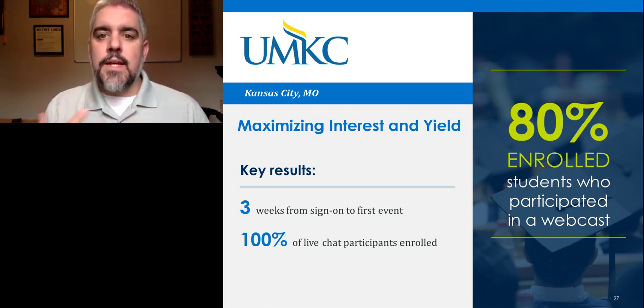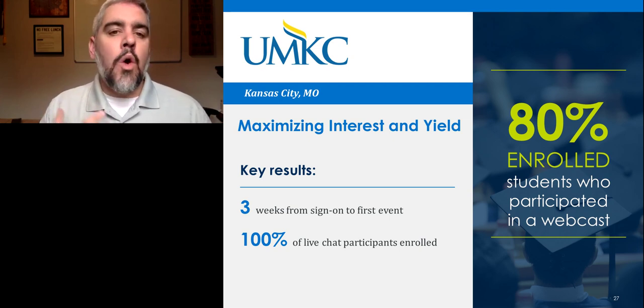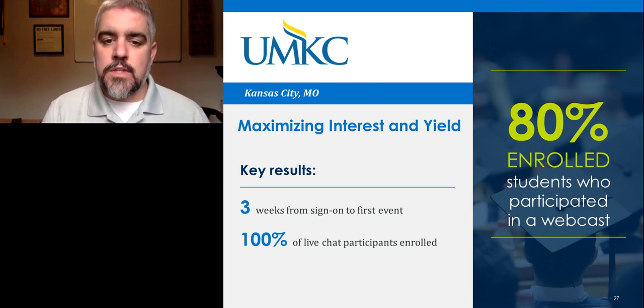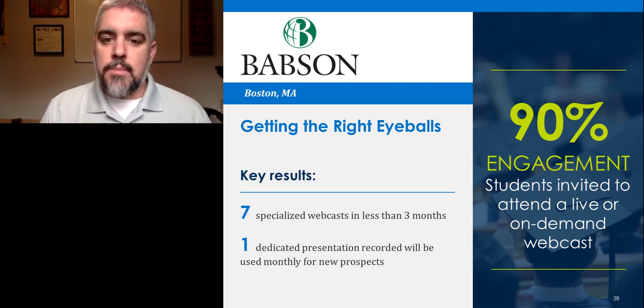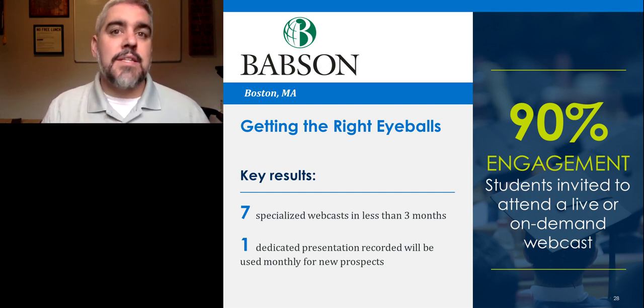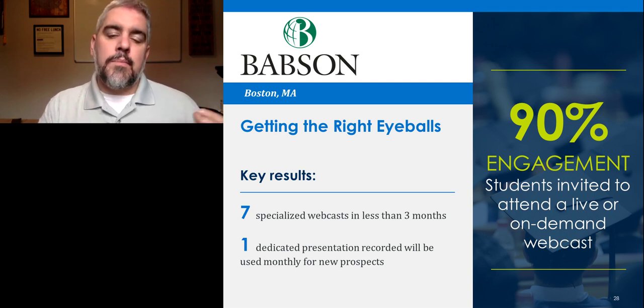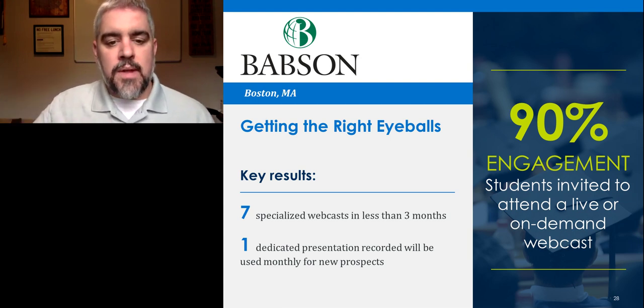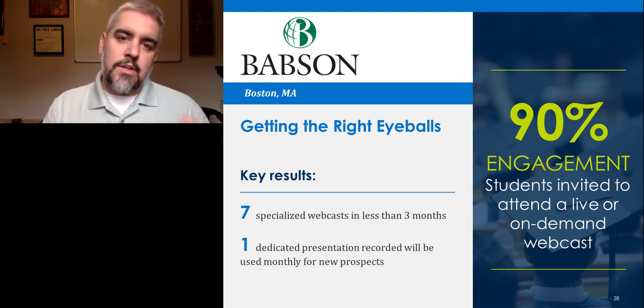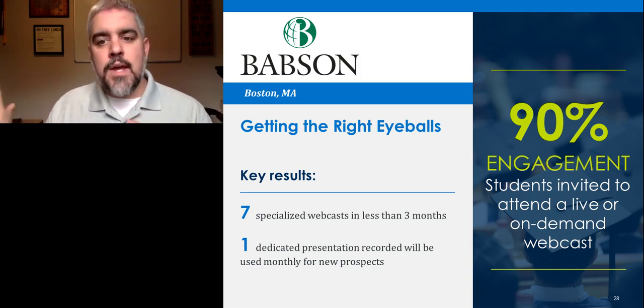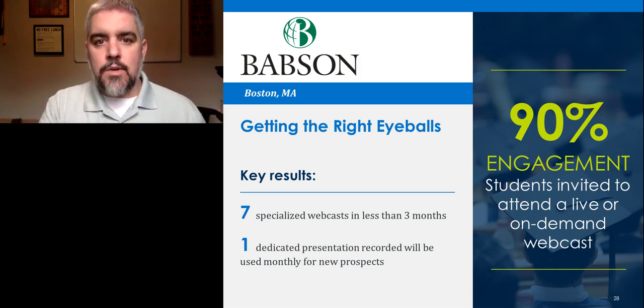So this really is high yield, low effort work for institutions. Even schools like Babson, who are based in the Boston area, are consistently looking for ways to get in front of the right eyeballs. They hosted about 7 specialized webcasts in less than a 3-month period of time. Before switching to the Conduit platform, they were already scheduling webinars on another platform, and they decided to take those registrations from the other platforms and direct them to the content on the Conduit platform, which led to about a 90% show rate of students engaging with that content, either live or on demand.